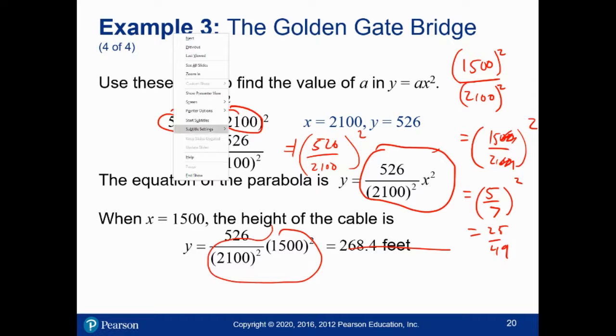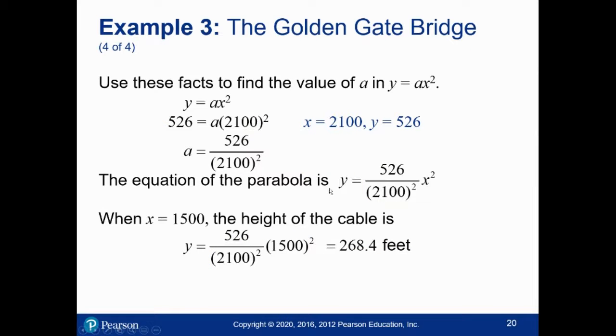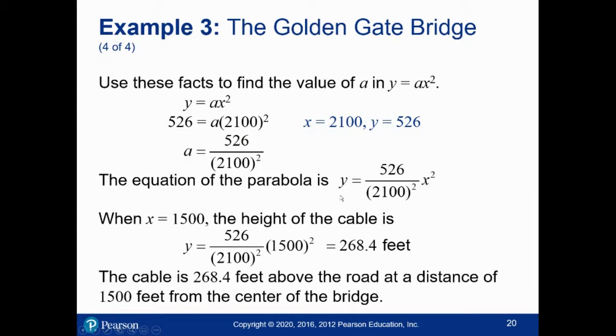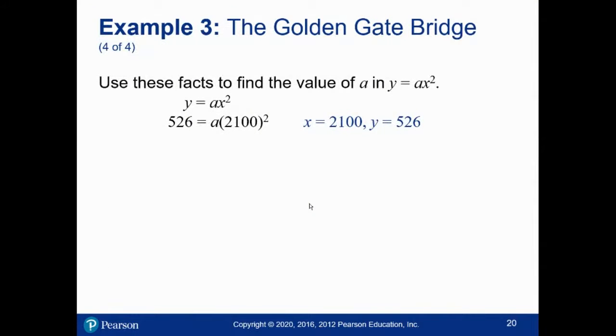Okay, but then y just gives me a value of 268.4 feet. That's fine. So 1,500 feet away from the vertex, the cable is 268.4 feet from the road. I want to go back to the picture just to point something out.